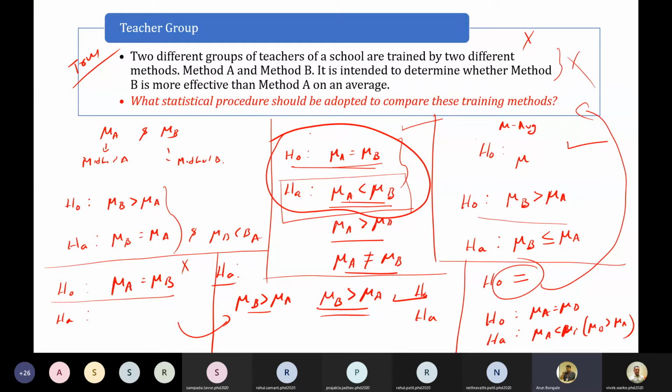It should not be that you frame something and there is no precise procedure to test it. So you need to take care of whatever you are stating over here, whether it can be statistically tested or not. Those things need to be understood.